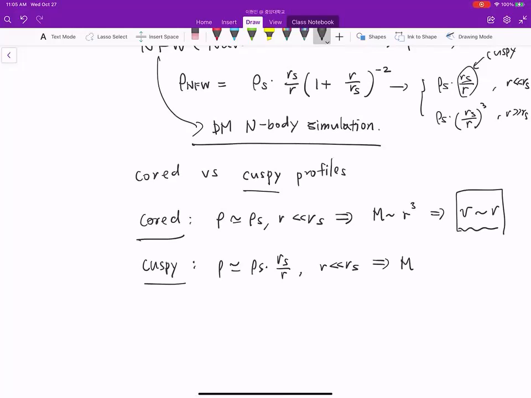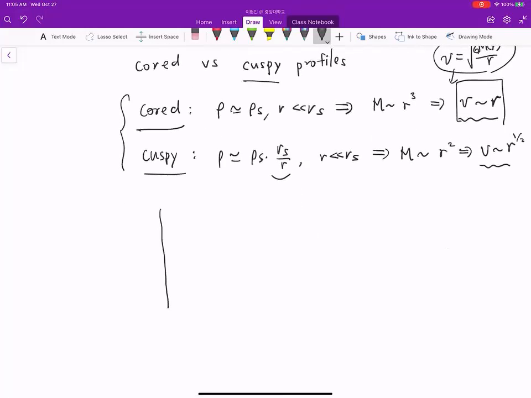Then you see there's the 1 over r dependence. Then the total mass will be the integral of r, which goes like r squared. Therefore, for the velocity curve, you remember the velocity was the square root of G M over r. I'm using this one. So if we plug r squared there, then you have a square root, giving the velocity.